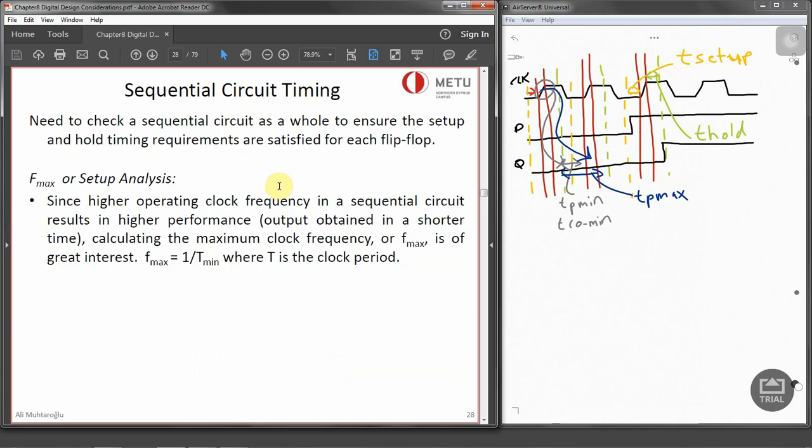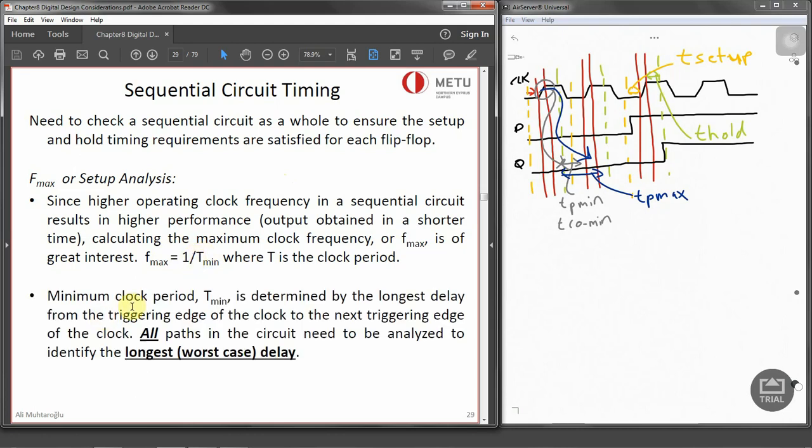We need to have an Fmax or setup analysis. Fmax is the maximum operating frequency that we can have. To find the maximum operating frequency, we need to find the minimum period for that clock, the duration of the complete cycle, based on the given flip-flops, the combinational logic in the path, and so on. And when we find the minimum period, we can just use the frequency calculation and find the higher operating frequency, which results in higher performance. And the minimum period is determined by the longest delay. That's what I'm trying to say.